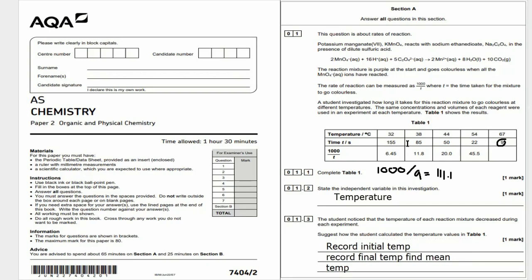Alternatively, they could have kept the temperature the same if they used a water bath. So as an alternative answer, if they set it at 32 degrees, it would have stayed at 32. Alternatively, use a water bath. And if you do that, the temperature will remain the same throughout the course of the reaction.